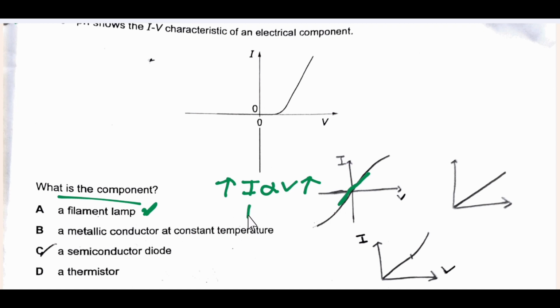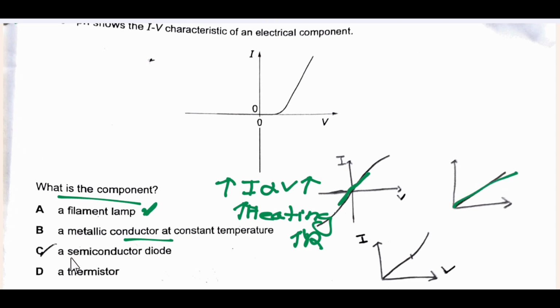As current increases, heating effect increases, and as heating increases, resistance increases. So as current increases, heating effect increases, and so resistance increases, and as resistance increases, current again decreases. So the graph would look something like this for a filament lamp. Then for a metallic conductor at constant temperature, it would just be a straight line with a constant gradient.